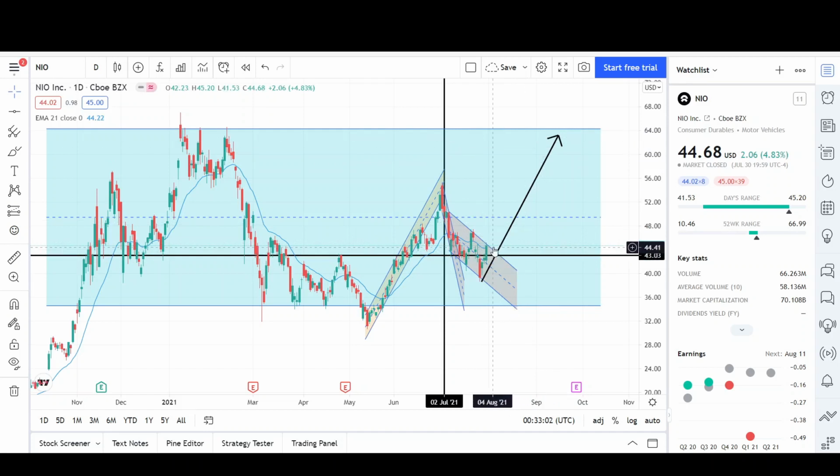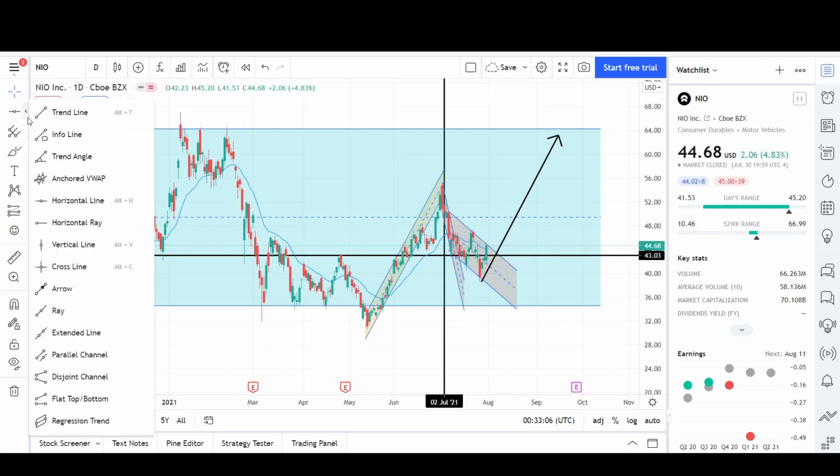However, if it fails and we just get knocked out by the EMA and that upper side of the channel, then this would be the target right here.